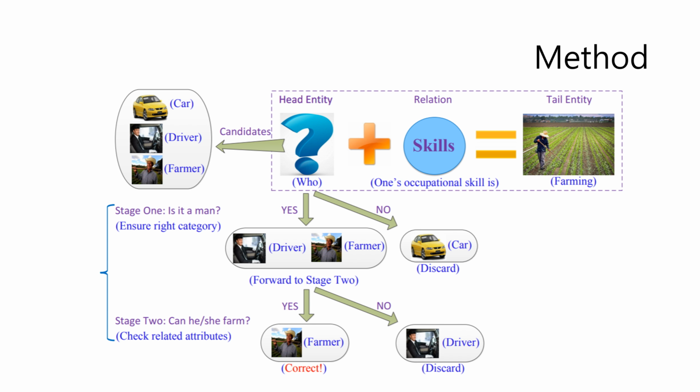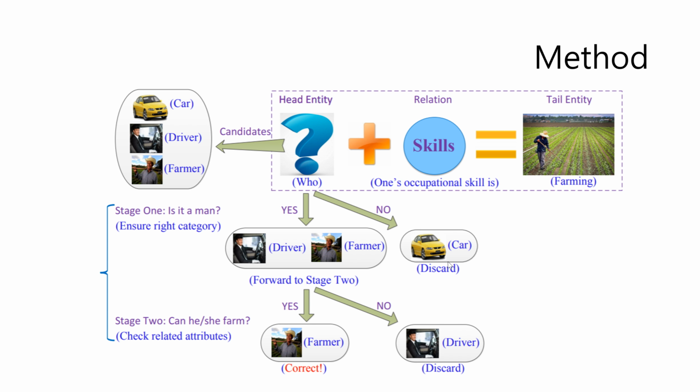As shown in this picture, let's consider a triple: X's occupational skill is farming, where X needs to be determined. Intuitively, people will exclude the entity car because it does not belong to a category possessing the attribute occupational skill. So as you can see here, they excluded car. And then farmer is obviously more suitable to fit into the position than driver when taking the farming skill into account.